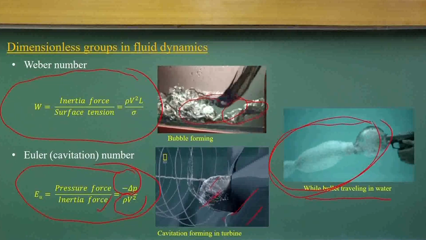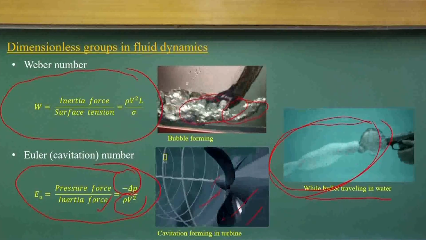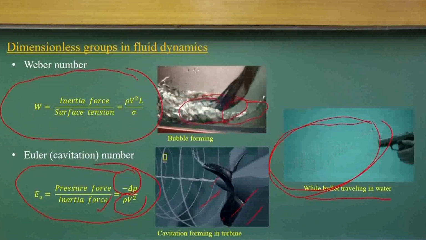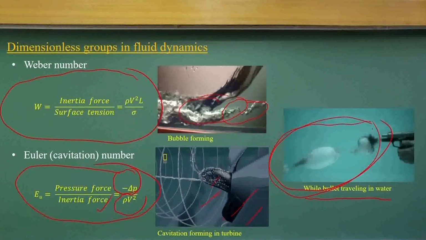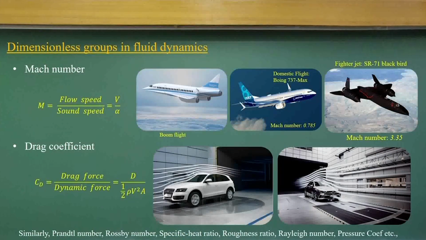That means two processes are happening, with dominance with respect to the inertia forces. Now if you look at another two components, which is the Mach number, flow speed by the sound speed.